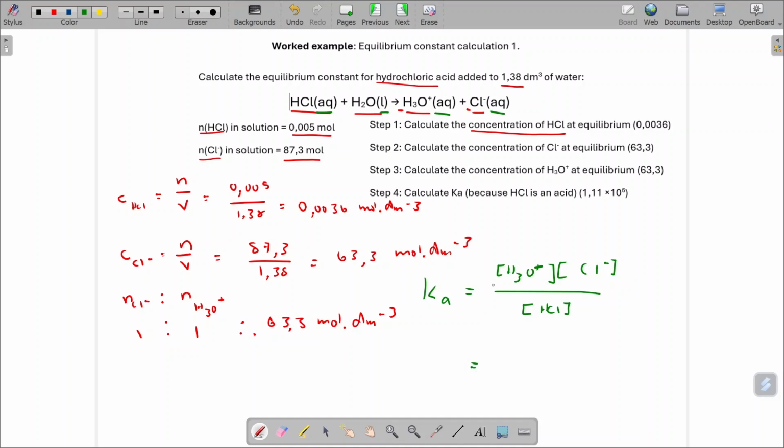We can now substitute our values in. This is going to be the concentration of hydronium, which is 63.3, multiplied by the concentration of the chloride, 63.3, divided by the concentration of HCl, 0.036, and that will give us an answer of 1.11 times 10 to the 6. You can see that 10 to the 6 is a very large number, which is what we expect because HCl is a strong acid.